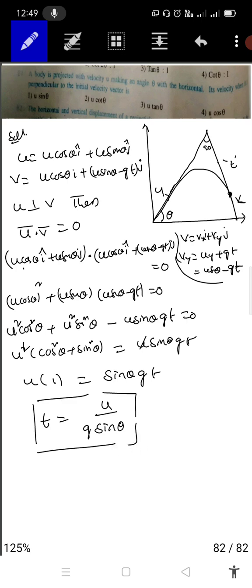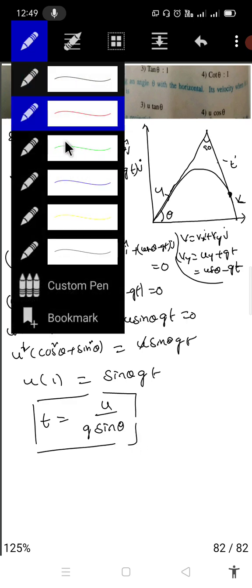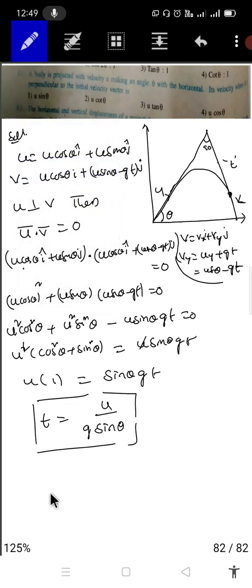Now we are going to find out the final velocity. At that point the final velocity v is equal to vx i cap plus vy j cap. Already we know that vx is always constant, u cos theta only. Now we need to find out vy first.